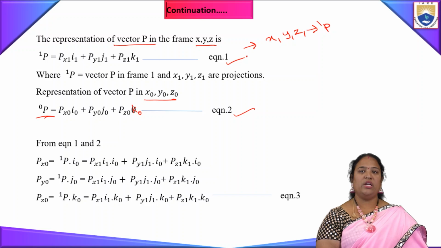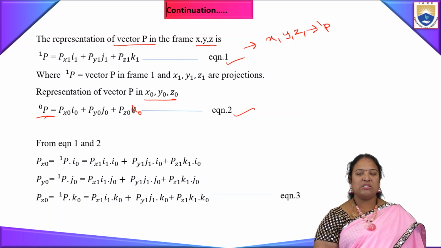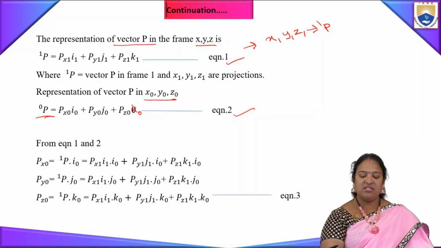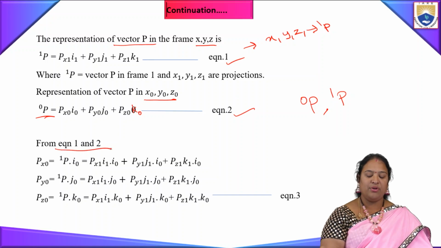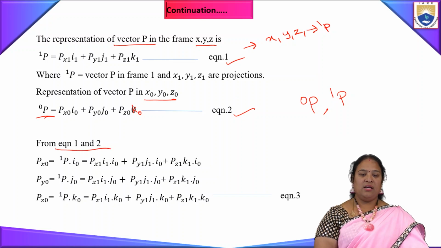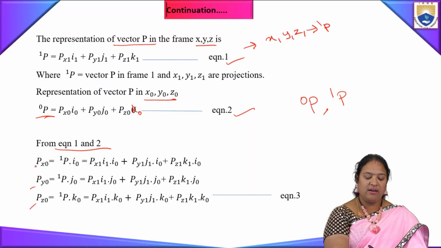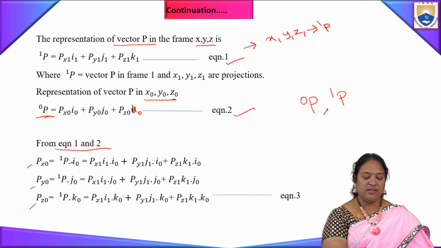So here we have two equations for the vector p, in terms of the projections x1, y1, z1 and in terms of the projections x0, y0 and z0. We have two equations representing the vector at frame 0 and the vector at frame 1. Now, from these two equations, we can write the projections for x0, for y0 and for z0. How do we write these projections?